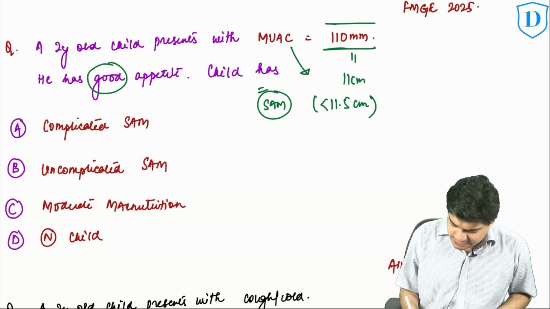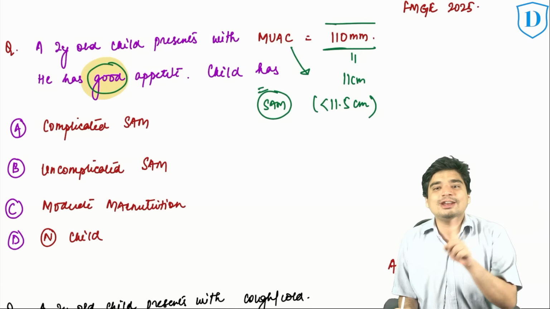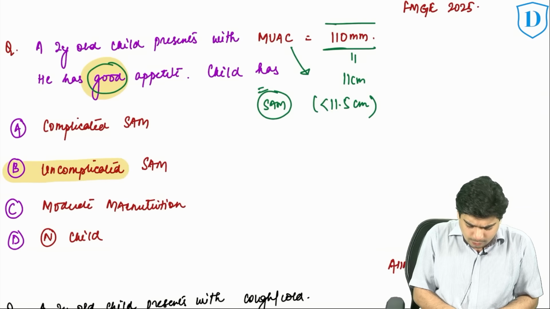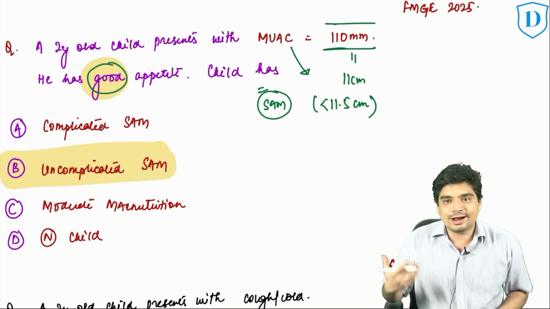While in this question, they are very clearly mentioning that the child has good appetite. So this cannot be complicated SAM, this will be uncomplicated SAM. Hence the answer is option B, uncomplicated SAM.